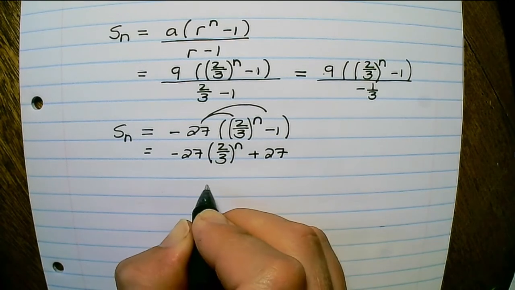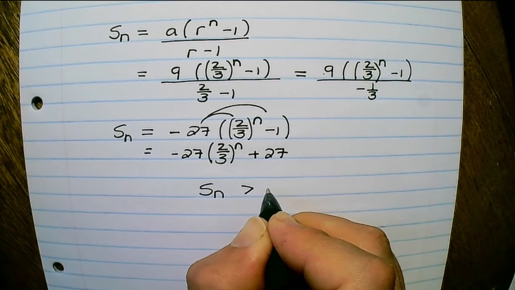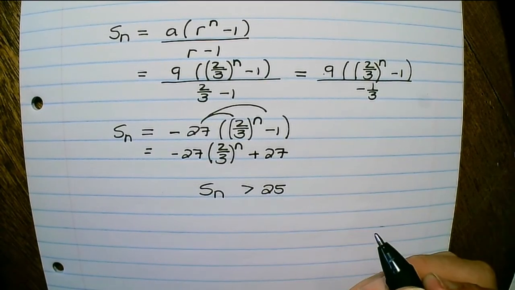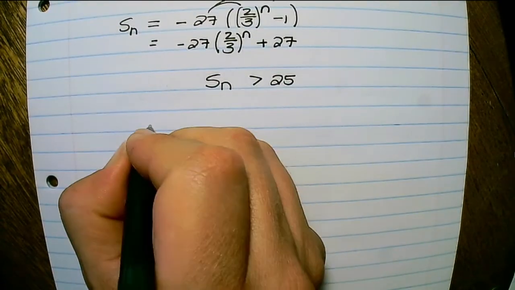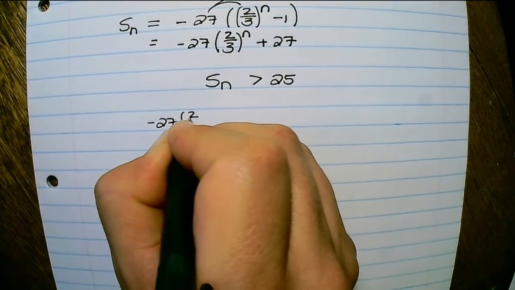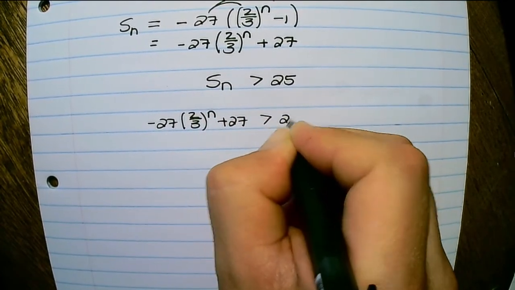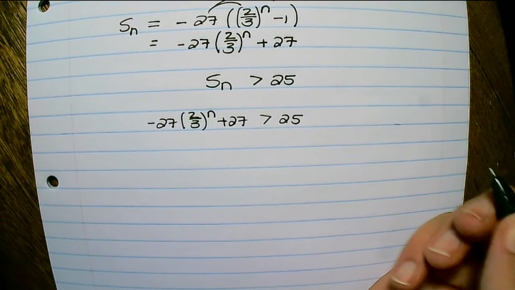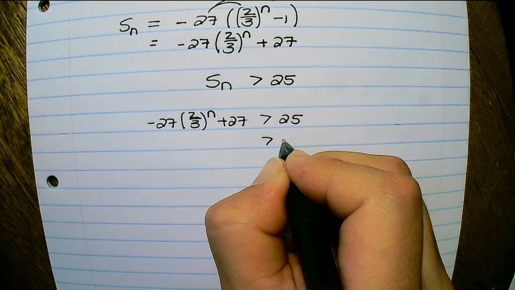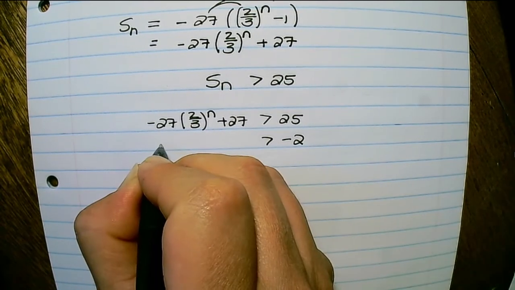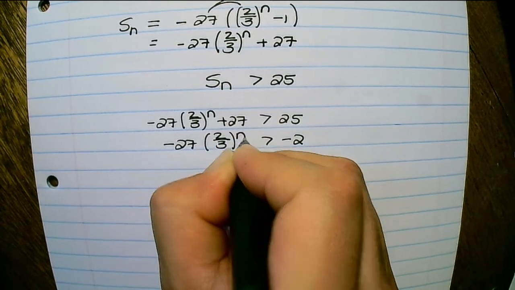The question was, for what value of n will the sum Sn be bigger than 25? So that means we can rewrite it as −27 times (2/3)^n plus 27 is bigger than 25. And if I transpose the 27, we will have −2 on the right, and on the left we have −27 times (2/3) raised to the power of n.